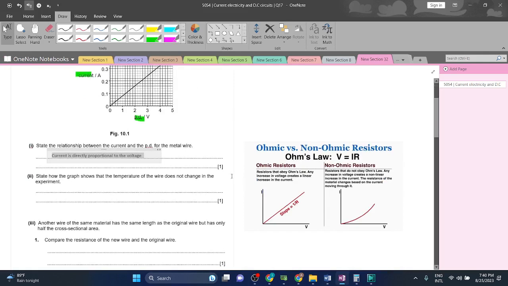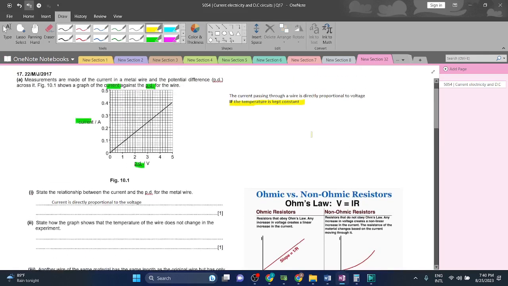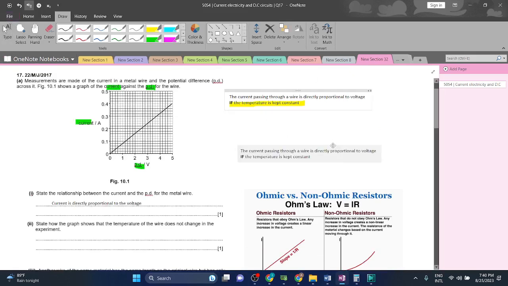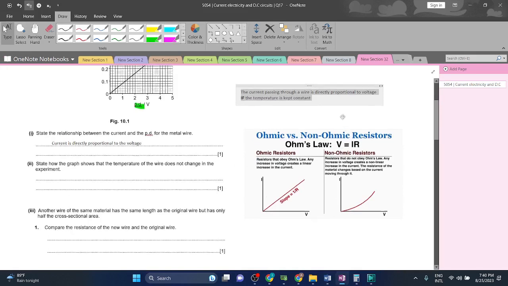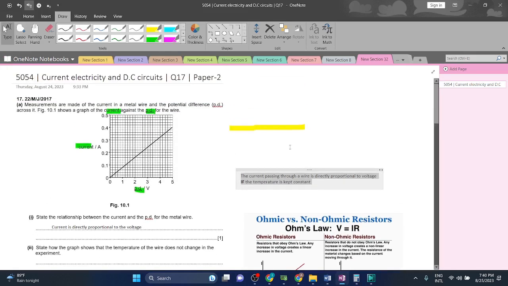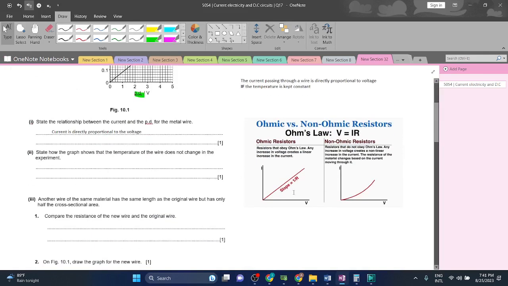State how the graph shows that the temperature of the wire does not change in the experiment. First of all, I had kept one part for later. The current passing through a wire is directly proportional to voltage if the temperature is kept constant. If the temperature does not change, the conductor will stay ohmic. It will obey Ohm's law. But if the temperature is changed, the resistance will vary due to the properties of the metal changing.